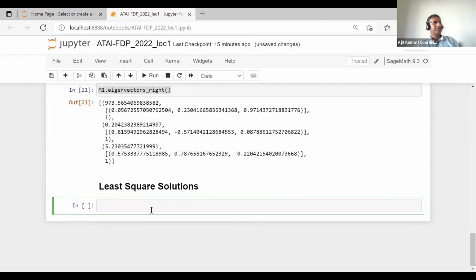So now let us look at how we can do least square solutions. We'll come back to more on singular value decomposition. Let us first finish this least square computation. Can we go ahead?